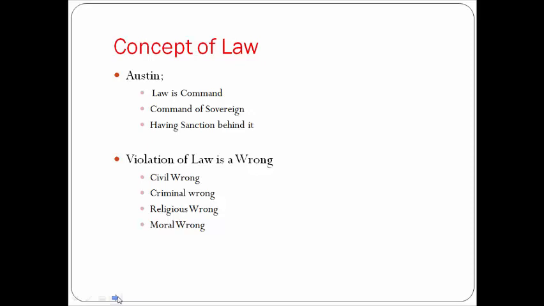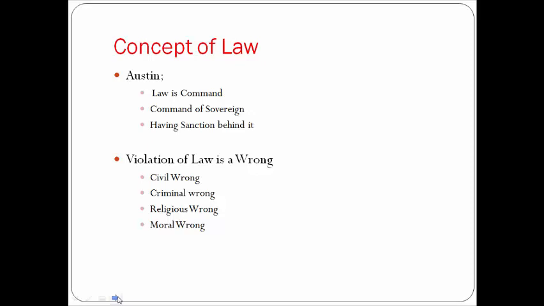Some laws can be known as civil laws, some as criminal laws, some as religious laws, or even moral norms can be considered as moral laws. So whenever there is violation of any law, it may amount to a wrong. But all wrongs may not be considered as crime. If there is violation of civil law, such a wrong will be considered a civil wrong. If there is violation of any religious norms, it may amount to a religious wrong. If there is violation of moral principles of the society, it may amount to a moral wrong. But whenever there is violation of any criminal law, it may amount to a criminal wrong or crime.